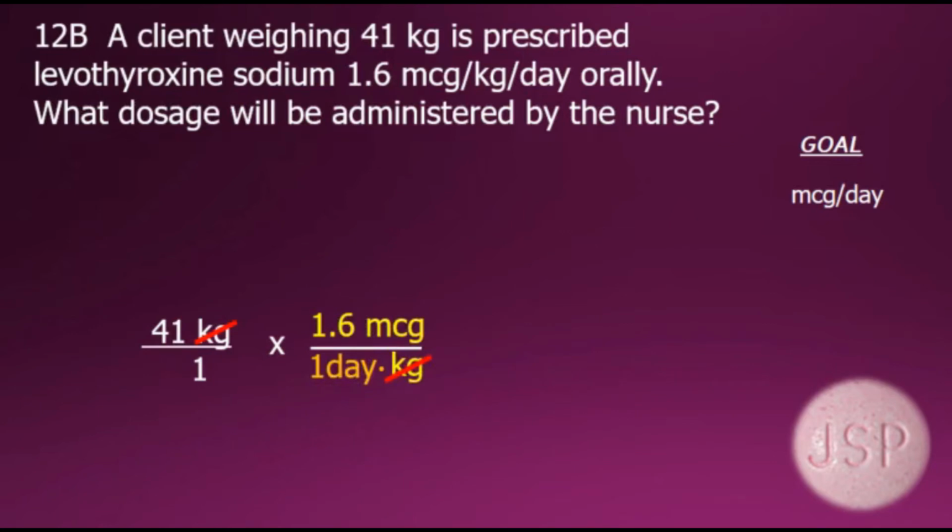That was the goal. So the last step will be to perform the multiplication of these fractions, multiplying numerator values together for the new numerator, likewise multiply denominator values for the new denominator, and dividing by 1 doesn't change the value, leaving us with a final answer of 65.6 micrograms per day.